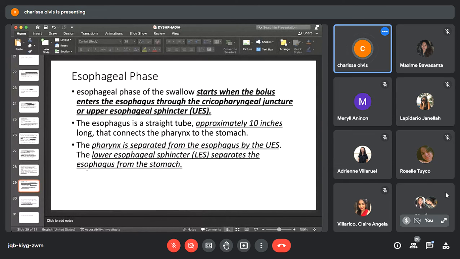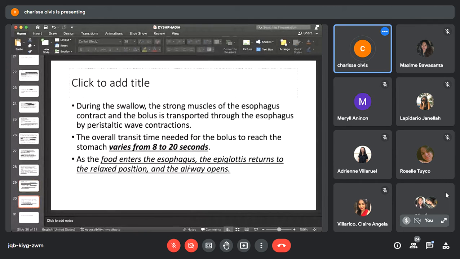The esophagus is a straight tube approximately 10 inches long that connects the pharynx to the stomach. The pharynx is separated by the UES, or the upper esophageal sphincter, and the LES, the lower esophageal sphincter that separates the esophagus from the stomach. Next, during the swallow, the strong muscles of the esophagus contract again, and the bolus is transported through the esophagus by peristaltic wave contractions.